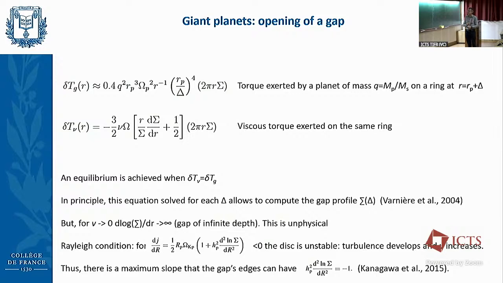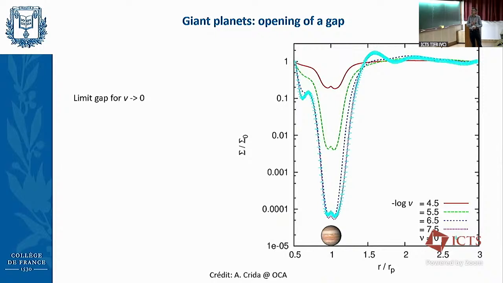So there is a maximum slope that the gap's edge can have, and these are the slopes that are at the limit of the Rayleigh instability, where the slope is given by the gradient of the specific angular momentum of the disk being zero. This is the work that has been published by Kanagawa et al. in 2015. And so this is what happens in reality, in a numerical simulation.